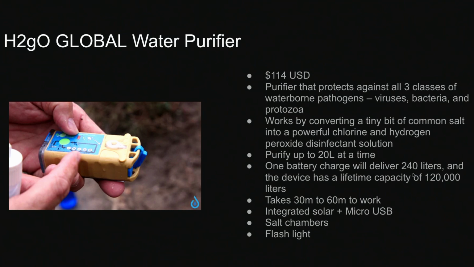It'll work for a long time. So if you're out there for a week or two and this is all you've got, that's awesome. The battery device has a lifetime of 120,000 liters, so much longer than your UV light or your straw filter. And it says 30 to 60 minutes to work, depending on what you're doing with it. If you're truly needing to purify some dirty water, yeah, it could take 30 to 60 minutes.